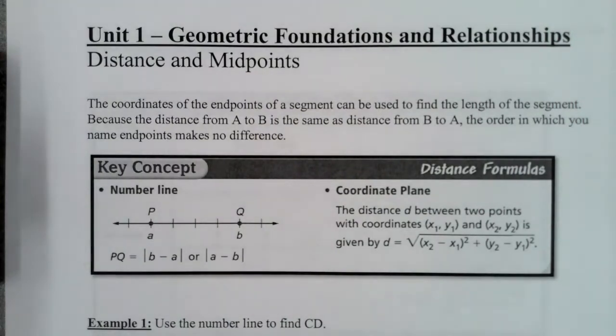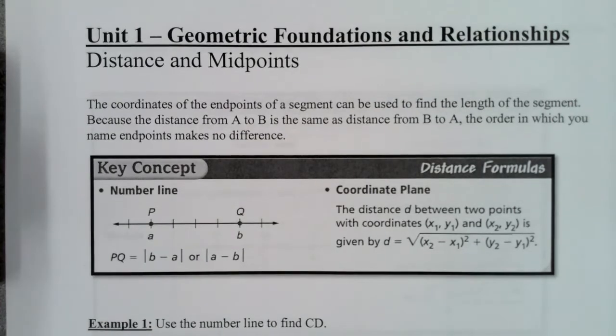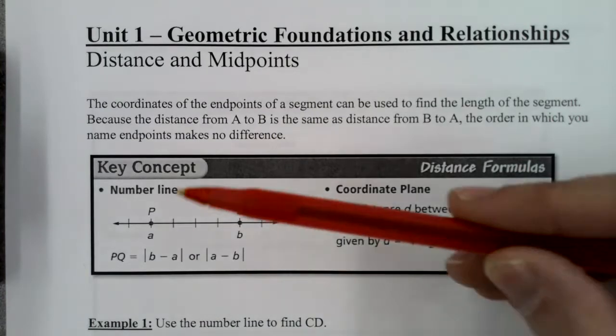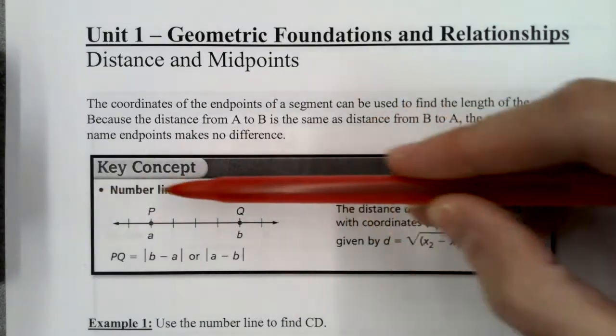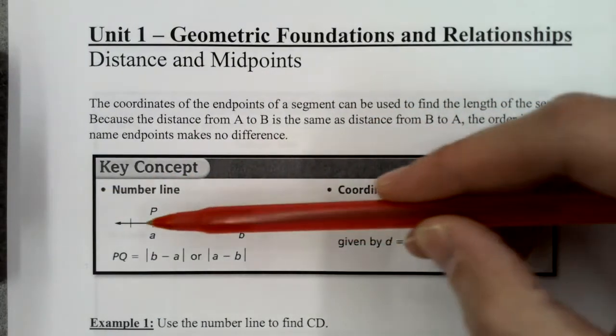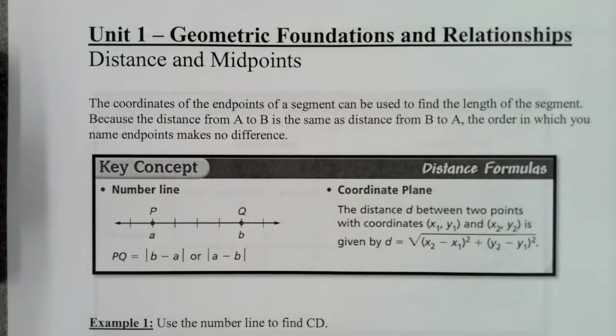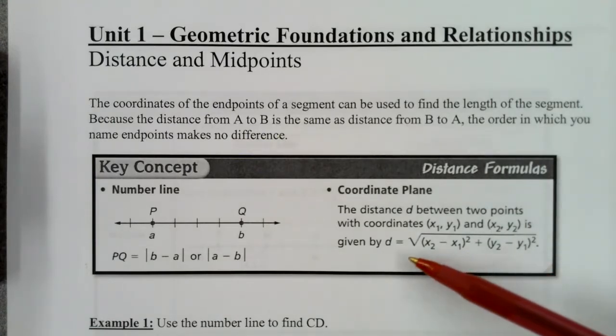Okay, this is a video on distance and midpoints. So we're going to start with distance. If I ask you to find the distance on a number line, all you have to do is subtract the two coordinates and take the absolute value of them. If I ask you to find the distance on a coordinate plane, we're going to use the distance formula, which is right here. So we'll do one example of each of them right now.